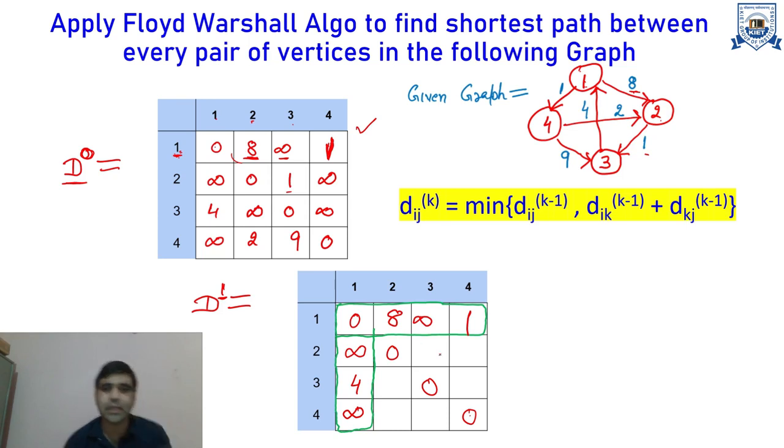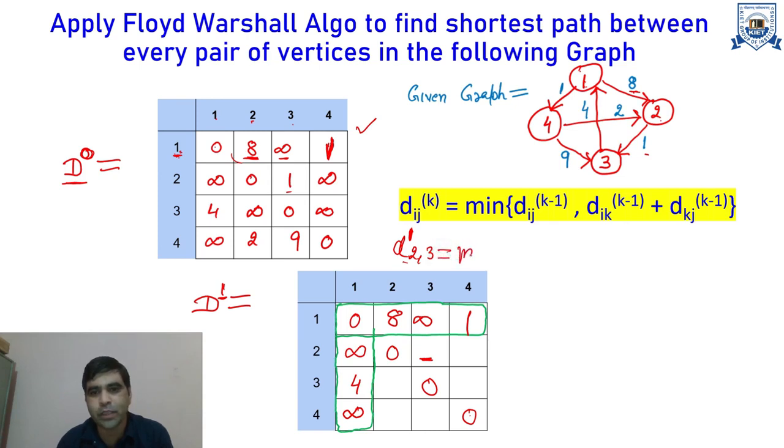Okay, then I need to find out this value. Now what will be at this place? See, this is the formula, d of ij. In this particular case d of ij means you have to find d of 2, 3, the distance between node 2 and 3, and what is the value of k here? K is 1, using the intermediate node 1. Okay, so how will we find it?